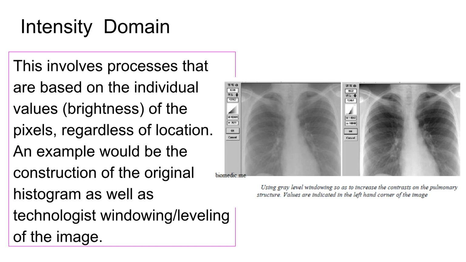So another example where the intensity domain is involved is when you change the brightness level or the contrast level of the image. One of the examples here is where we change the contrast level from something that is longer scale to something a little bit shorter scale.